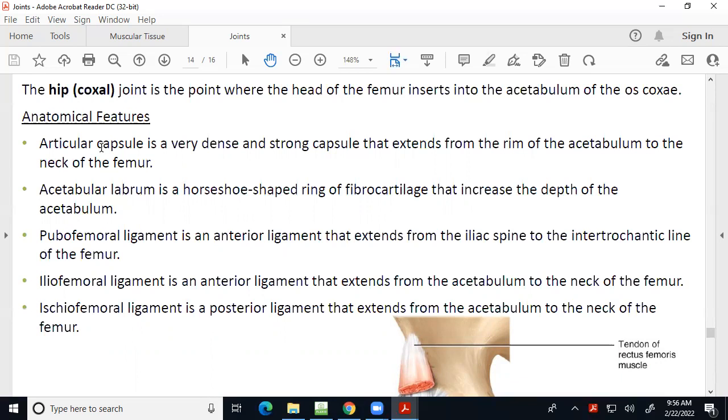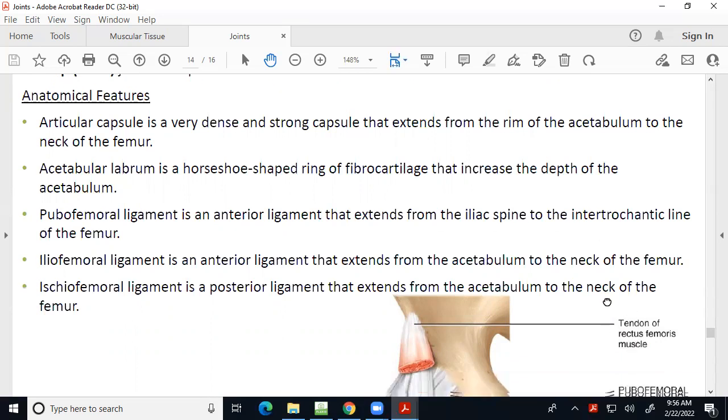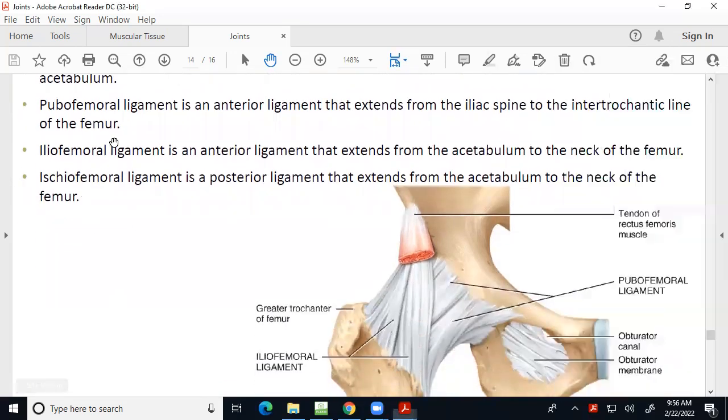We don't have a view here to show what we call the acetabular labrum. This is a horseshoe-shaped ring of fibrocartilage, increasing the depth of the acetabulum. So it works just like the labrum in the shoulders. What we can see in both pictures are the next three things listed there.